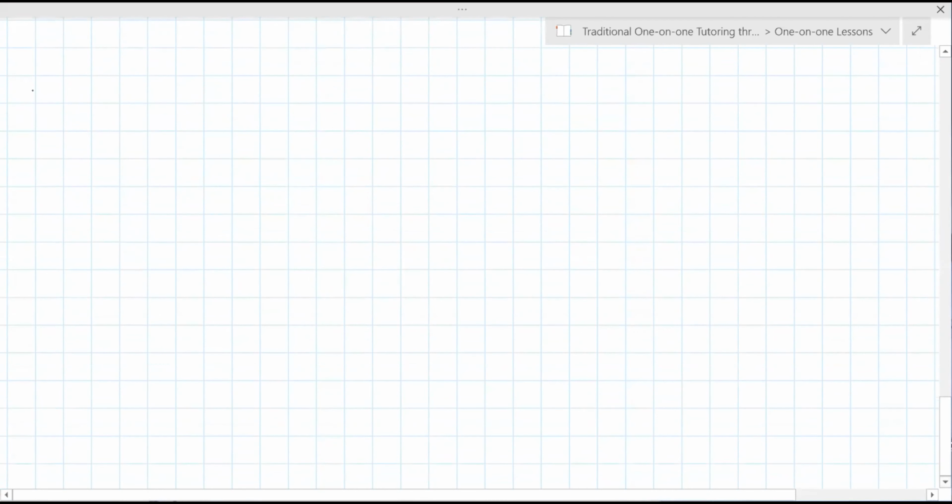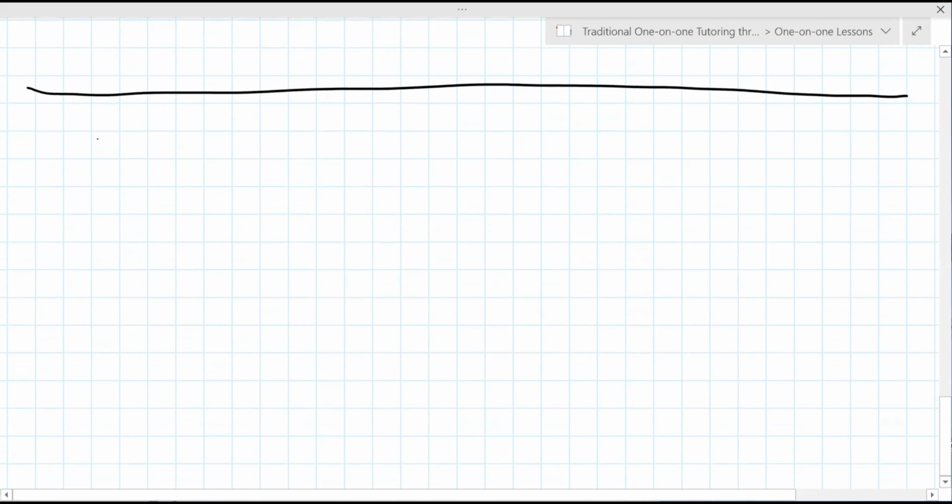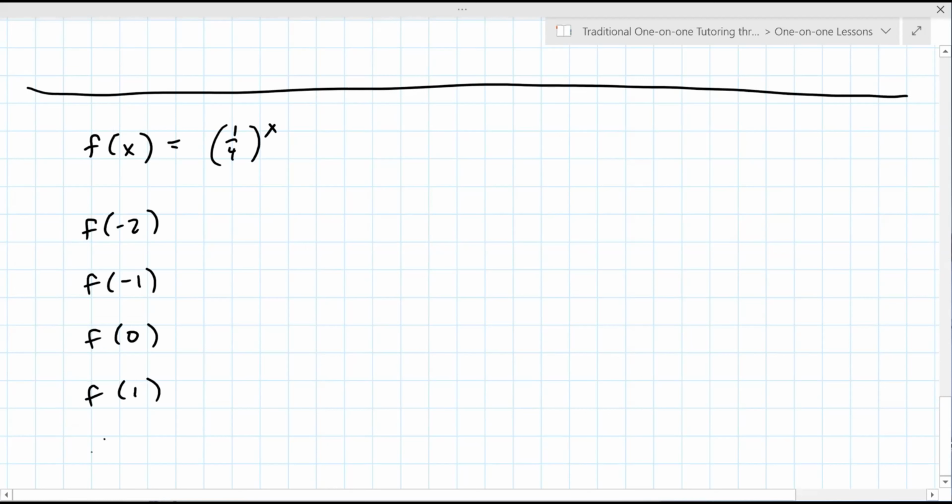Okay, all right, so you asked for it, you get it here. F of x equals 1/4 to the power of x. I want all of these when you're done, in no particular order. You can do them however you want, but take a moment and see if you can get that by yourself.